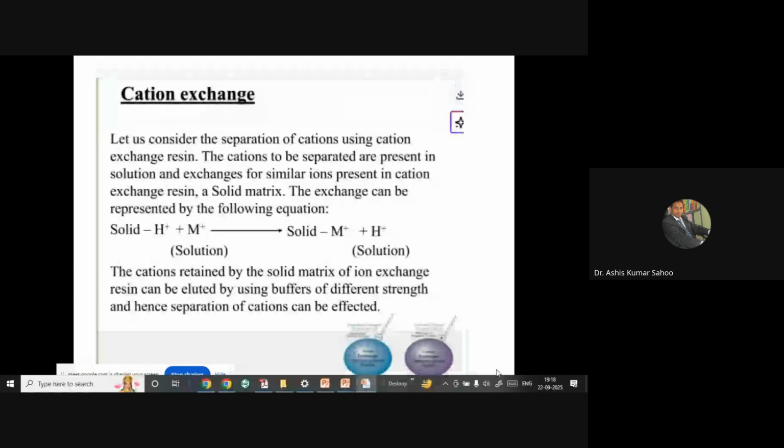Consider the separation of a cation. Suppose we are separating a cation using a cation exchanger. The exchanger will attach to the cation and form a solid cation complex, with H plus in the solution. So the cation retained by the solid matrix of the ion exchange resin can be eluted by using buffers of different strength, and hence separation.